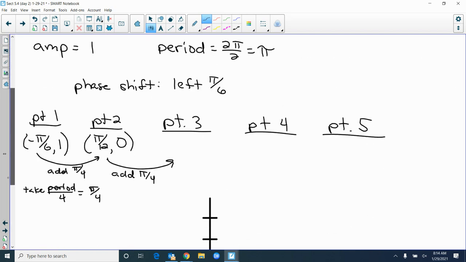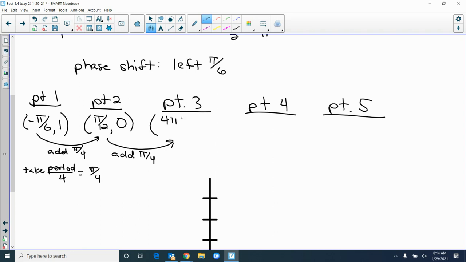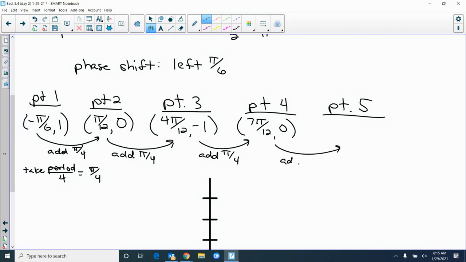So I got 4 pi over 12, which goes down to pi over 3, and the y coordinate is 1. Add pi over 4, which is 3 pi over 12, so I get 7 pi over 12. That's back to 0. Add pi over 4 to the x coordinate, and that's another 3 pi over 12, which is 10 pi over 12. That reduces to 5 pi over 6. So we're going from negative pi over 6 to 5 pi over 6. If you think about that, that's a distance of pi. It better be.